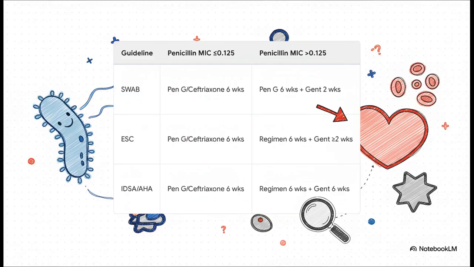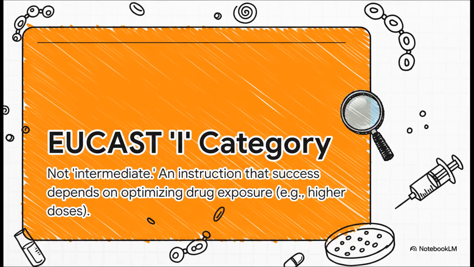the full 6 weeks. Now, here's a really critical concept in modern susceptibility reporting, especially with the European guidelines, the I category. It stands for Susceptible, Increased Exposure, and we have to be crystal clear about this. I is not intermediate. It's an actionable instruction for the clinician. When you report an I, you're saying, hey, you can still kill this bug, but you're going to have to maximize the drug exposure to do it. That means higher doses or maybe continuous infusions to make sure the drug level stays above that MIC.